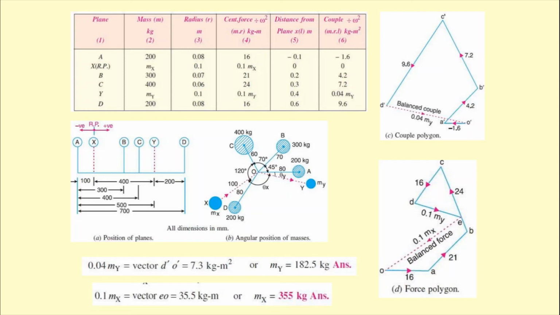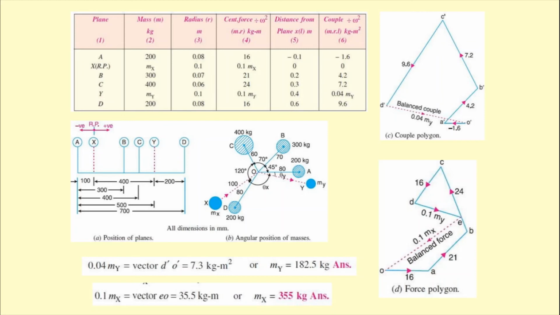Remember, in this type of problem, the sixth column, which is the column of the couple polygon or couple vector, whatever you call it, for that purpose only one unknown value is found, whereas in the fourth column, that is the force polygon or force vector column, we are going to get two unknown values. With two unknown values for one simultaneous equation, it is not easy to find the two unknowns, but only one unknown that we can find out.